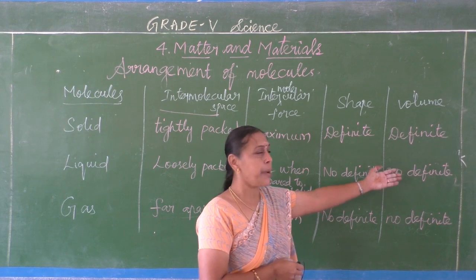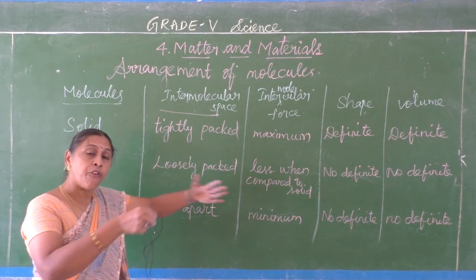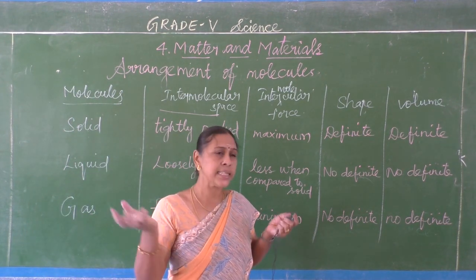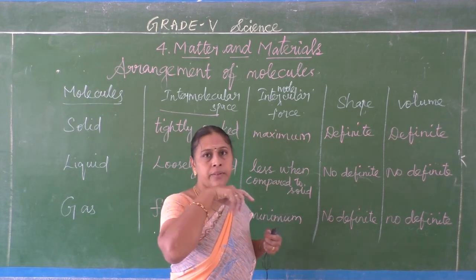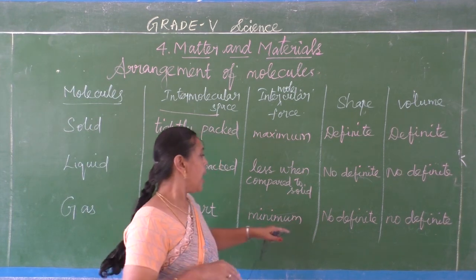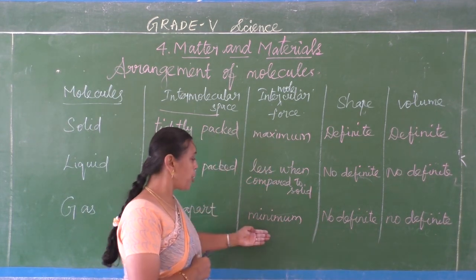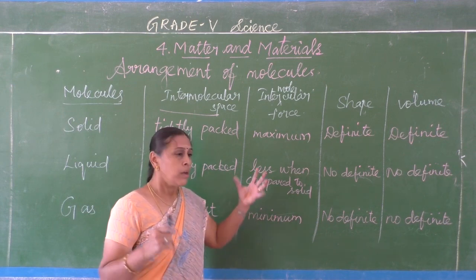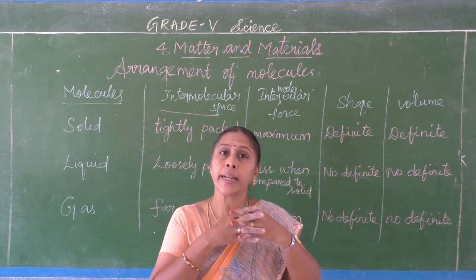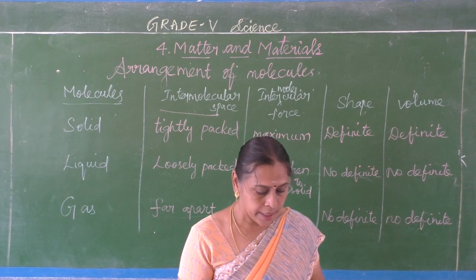They have no definite shape and volume. Again, in case of gas also, the molecules are far apart. For example, air. Surrounding us, air is there, and we can insert our hand or whatever it is, because the molecules are far apart and they also do not have definite volume and shape, and the intermolecular force is minimum. Since the molecules are far apart, there will be no attractive force between them. Understand? So I think you are clear up to this.